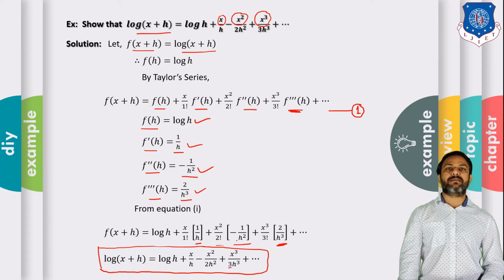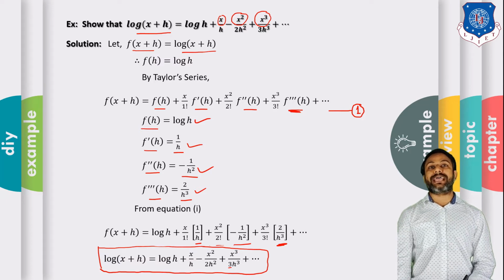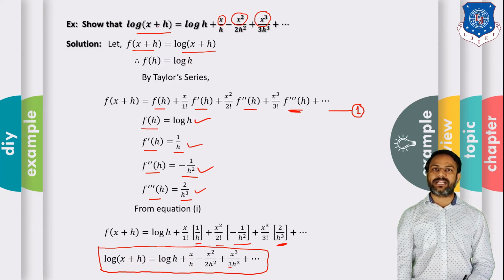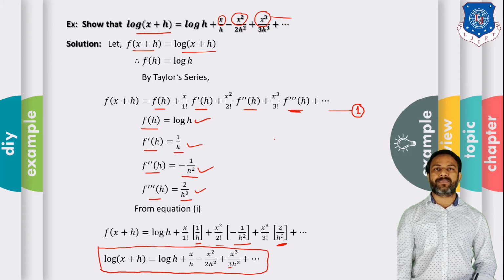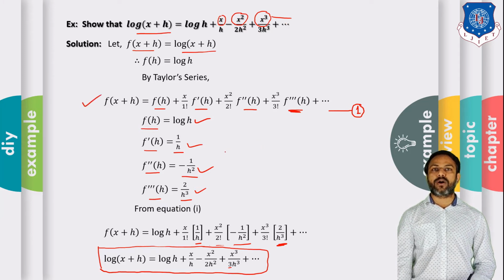So in this example we have seen that the function was log of x plus h. That means the function is in the form of x plus h and we need to expand this function in power of x. So we used this form, function f of x plus h in power of x, the form 4.